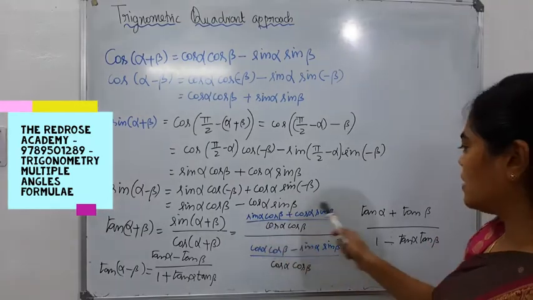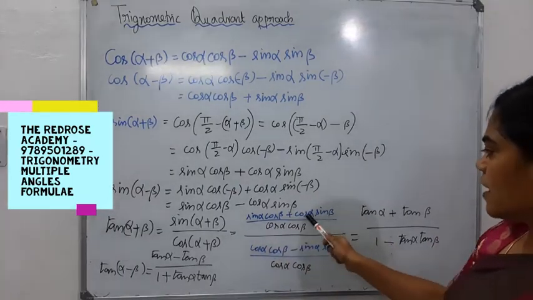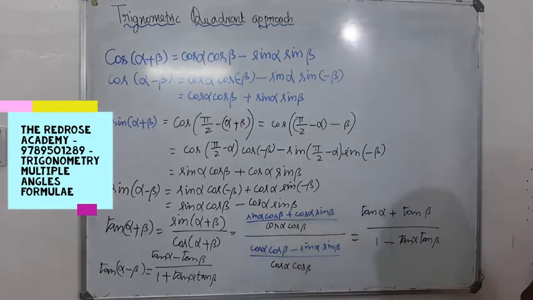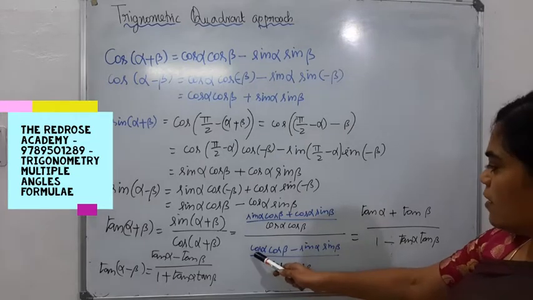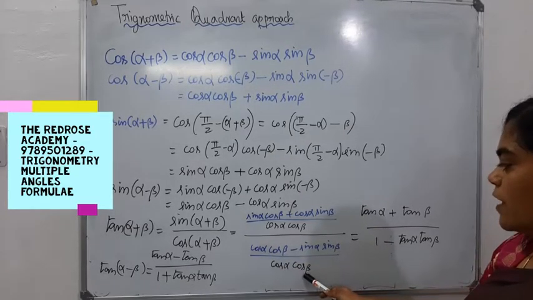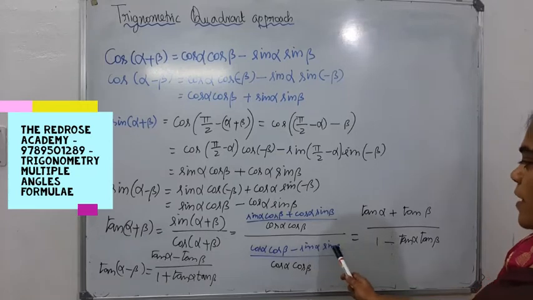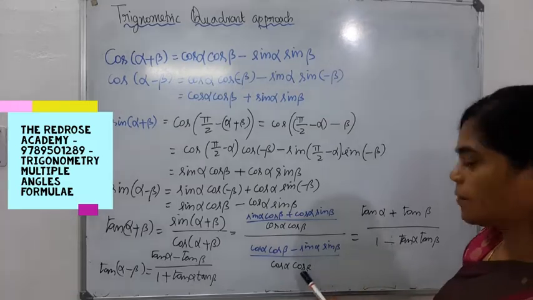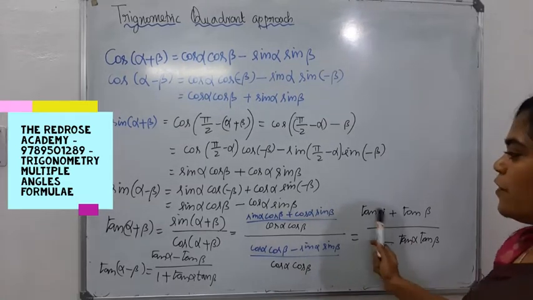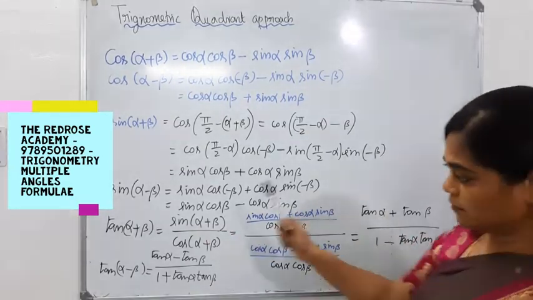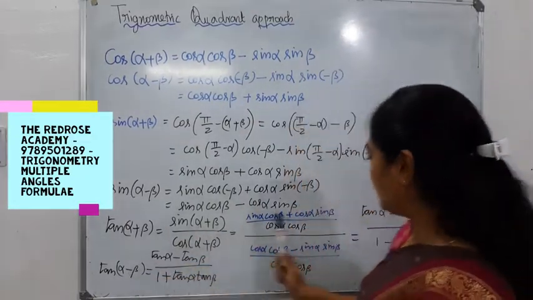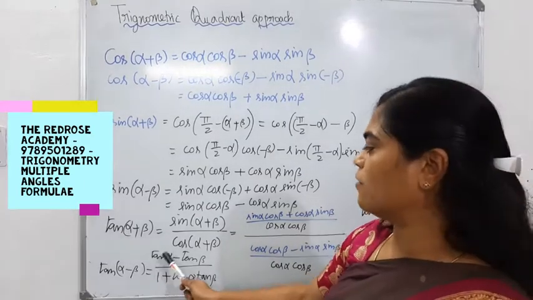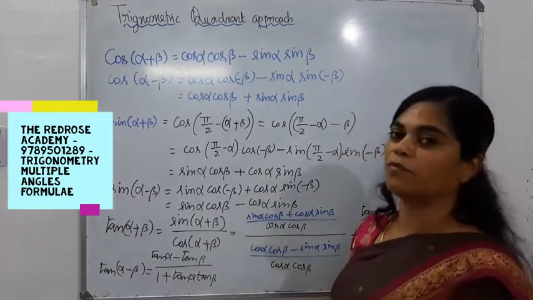What is sin by cos? Tan alpha. Here cos alpha gets cancelled. What is sin beta by cos beta? It is tan beta. So in the denominator, cos alpha cos beta by cos alpha cos beta is 1 now. Sin alpha sin beta by cos alpha cos beta is sin by cos, tan alpha, sin beta by cos beta, tan beta. This is for tan alpha plus beta. Then for tan alpha minus beta, the positive sign will be negative and the negative sign will be positive. So tan alpha minus tan beta by 1 plus tan alpha tan beta.